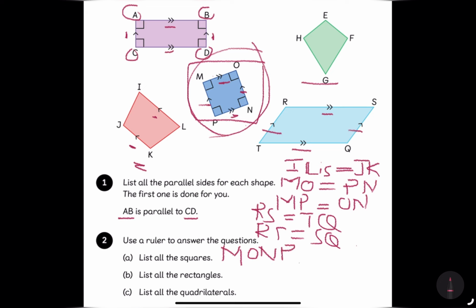Now they are saying list all the rectangles. But of course, in my rectangle opposite sides are equal. So the parallel lines denoting this is what will help me to determine the same. So I can say ABDC, and I have MONP, right? That's the reason in the explanation I clarified that in this we have an exception where the square is also a rectangle. Now they are asking us to list all the quadrilaterals.